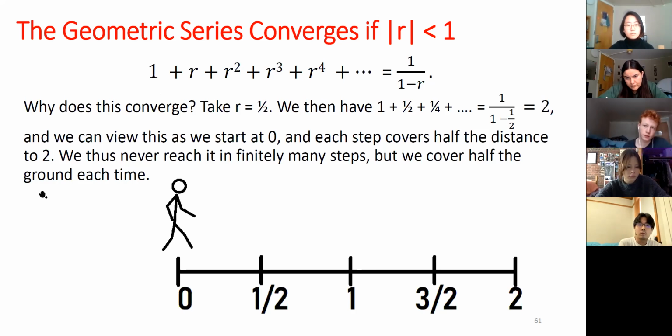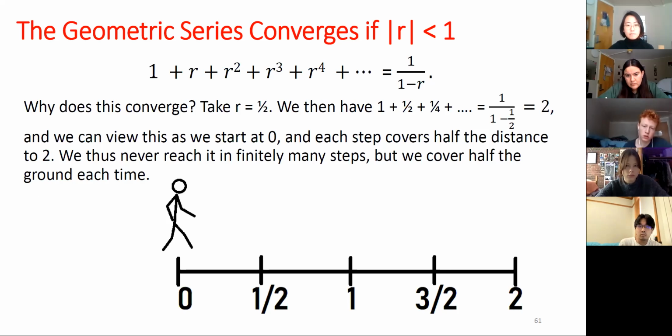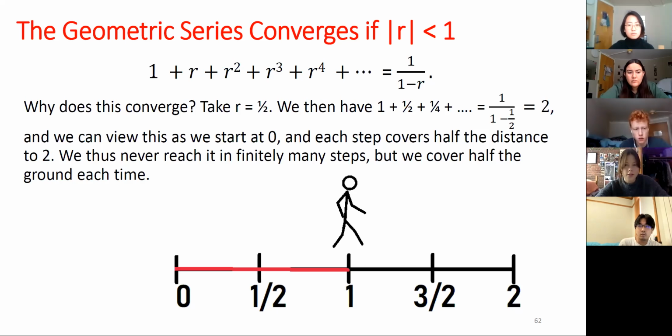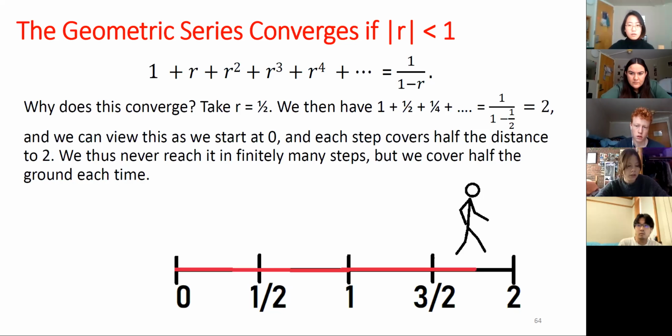So how much do we move on the first step? 1. How much of the distance from 0 to 2 have we covered? Half the distance. How much do we move now on our next step? 1/2. Isn't this wonderful animation? How much of the distance that's remaining have we covered in that step? 1/2. How much do we move on the next step? 1/4. How much of the distance remaining have we covered? 1/2 again. So you can see every moment in time, we cover half the distance that remains.